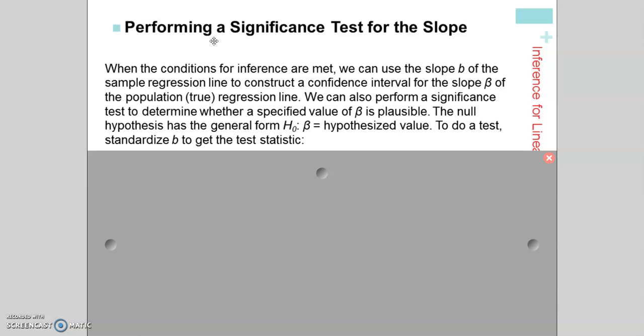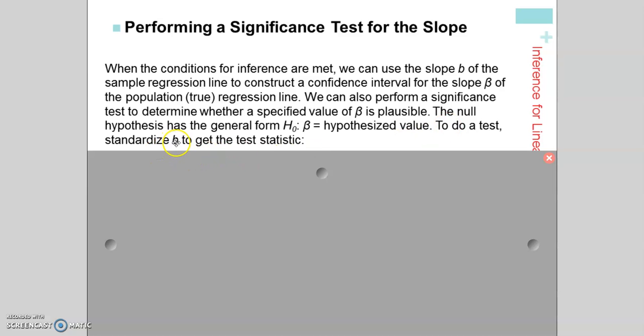So if conditions for inference have been met, you can use the slope from the sample, b, to construct a confidence interval for the true population slope of the regression line. But you can also do a significance test. So you can test to see if a specified value is plausible for your true population slope. The null hypothesis has that same general form, but our parameter here is beta, and that is the true population slope.